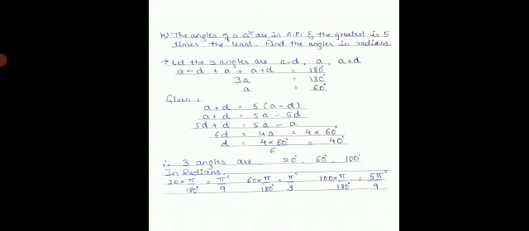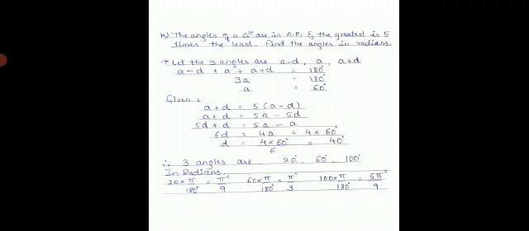The angles of a triangle are in arithmetic progression and the greatest is 5 times the least. Find the angles in radians. Here in the question, it is about the triangle. So, let us consider the 3 angles in arithmetic progression: A minus D, A, A plus D. The 3 angles of a triangle are given, so make the sum equal to 180 degrees.